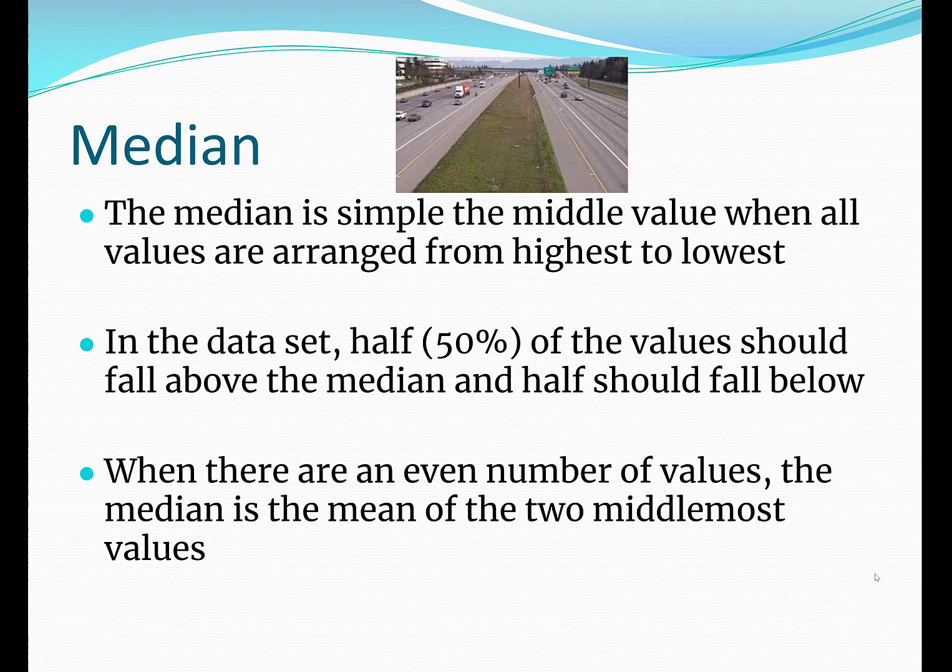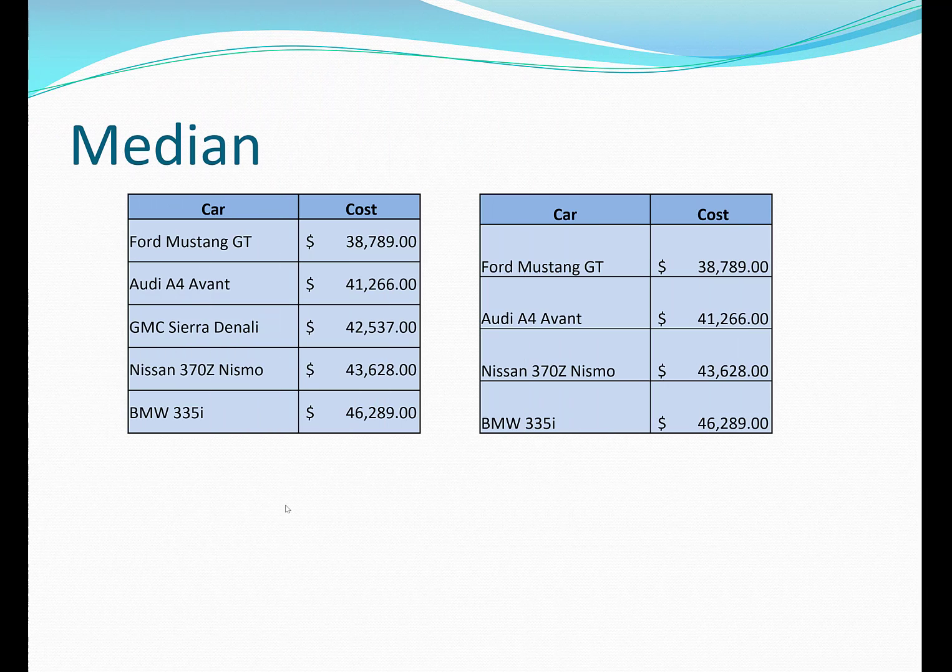So when there's an even number of values, the median is the mean of the two middlemost values. All right, so I just talked about how you calculate the median when you have an even number of data points, right? You take the two middlemost values, and you average them, and boom, that's your median.